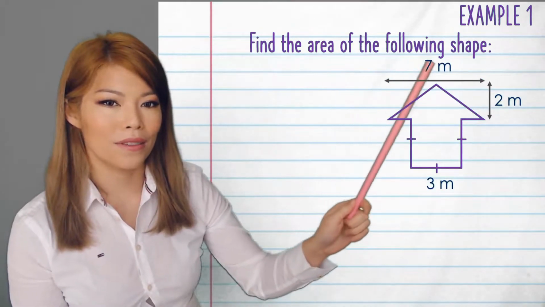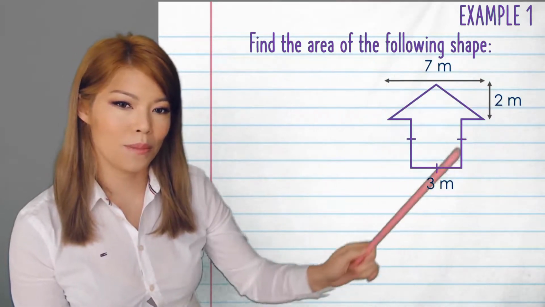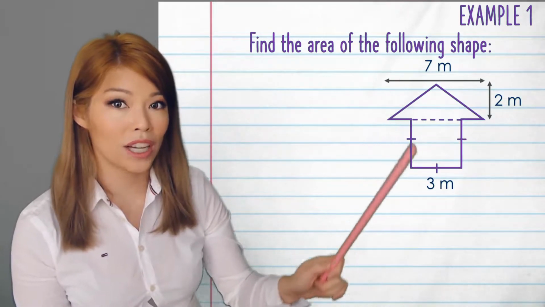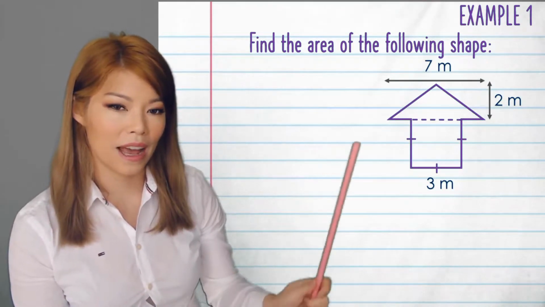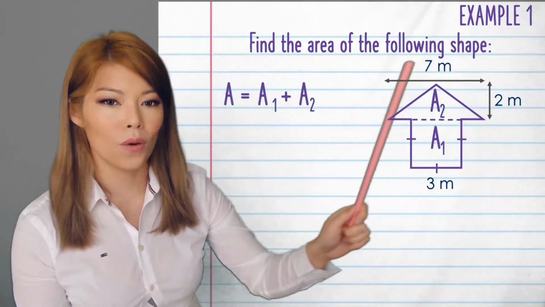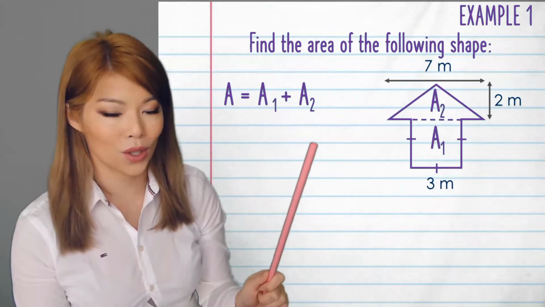Find the area of the following shape. This is not a common shape, but we can cut along that line to make two shapes that we're familiar with. Now we have two areas. Let's label them A1 and A2. So the area of the whole thing would be A1 plus A2.